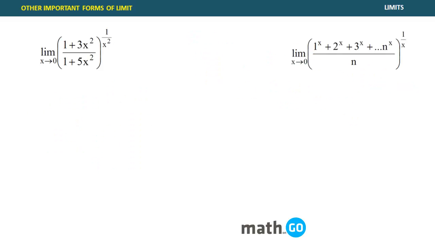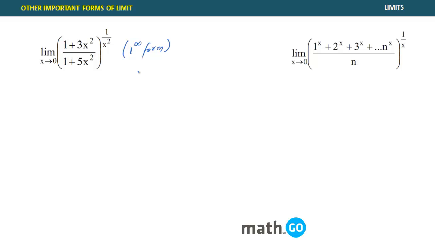Okay, let me take the first problem. It says you have to solve this particular limit. First of all, again, figure out what is the type. If you put x equal to 0, the numerator becomes 1, the denominator becomes 1, so the base becomes 1, and 1 by 0 is infinity. So this is of the form 1 raised to power infinity.